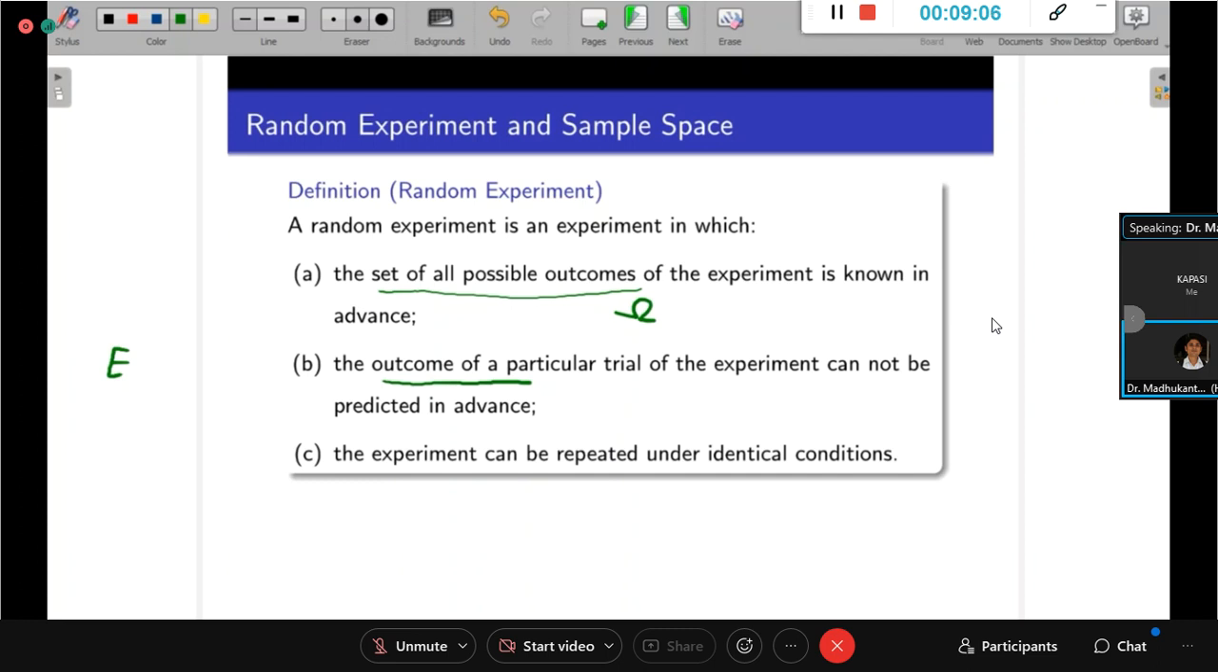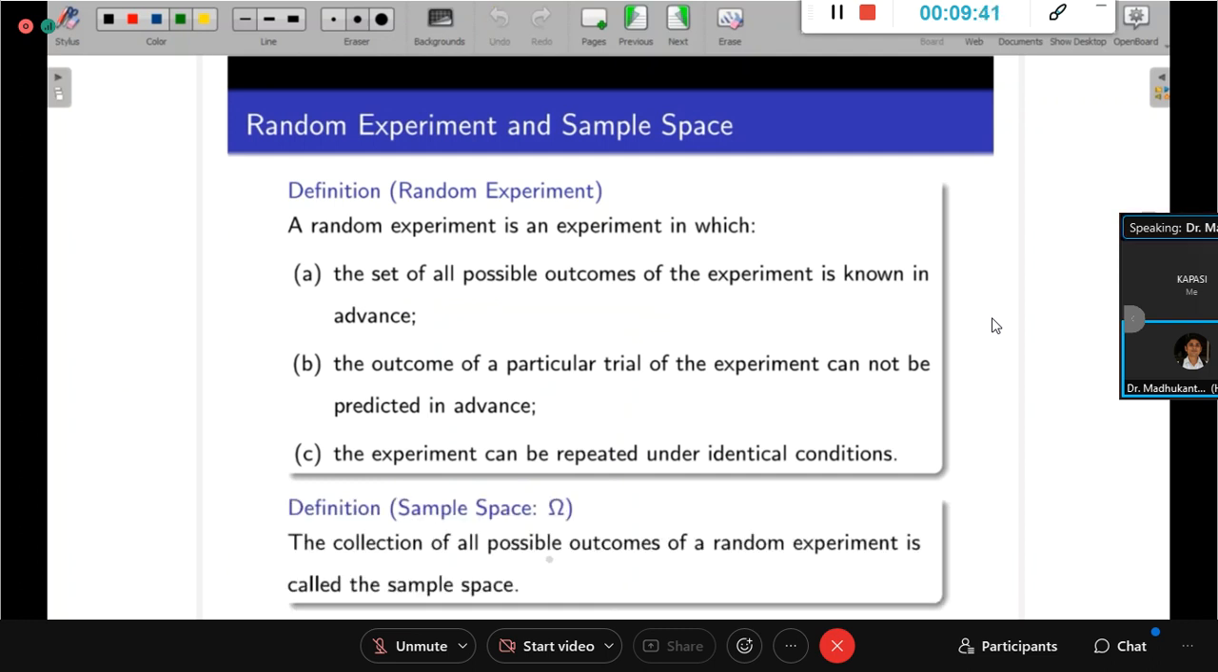Okay, then the third thing is that you want to be fair enough with the experiment, so that there is no bias. Fine. Now, I have the definition of omega and E and so on. Let's move forward then.